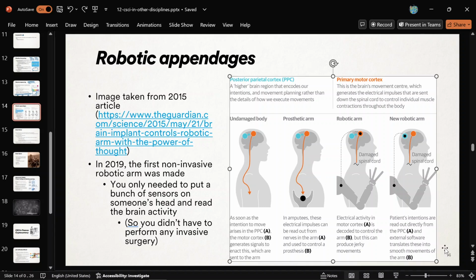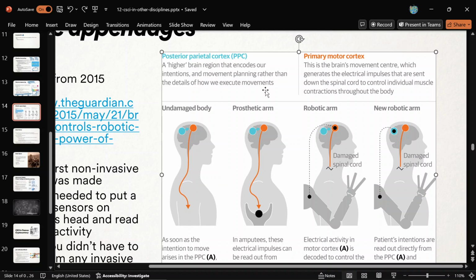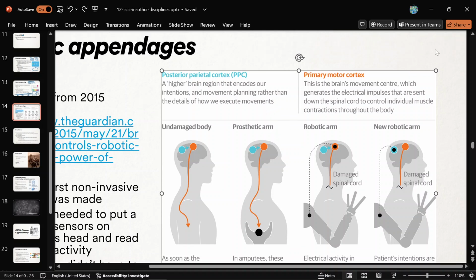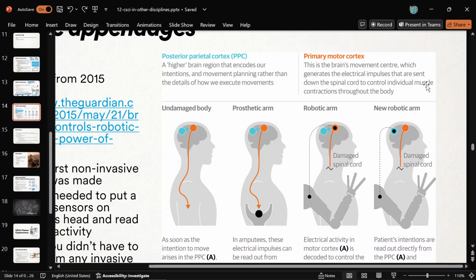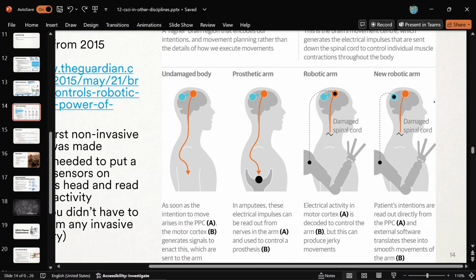But here's the idea. Let's talk about robotic arms as well as prosthetic arms, because there is a difference, and I didn't know the difference until I read about it more. There are people who need a prosthetic arm, and there are people who need a robotic arm. Let me try and help you understand the difference.